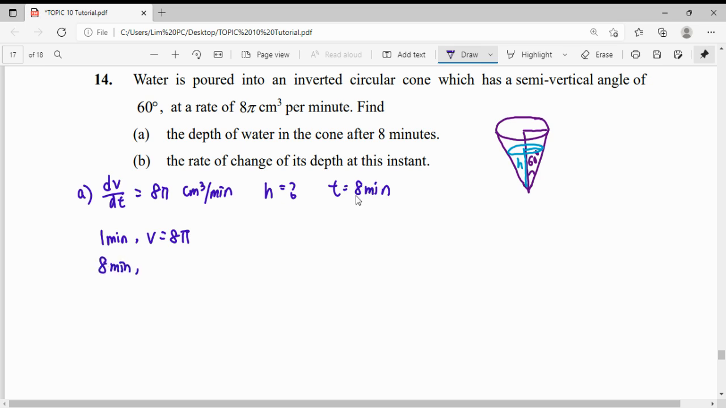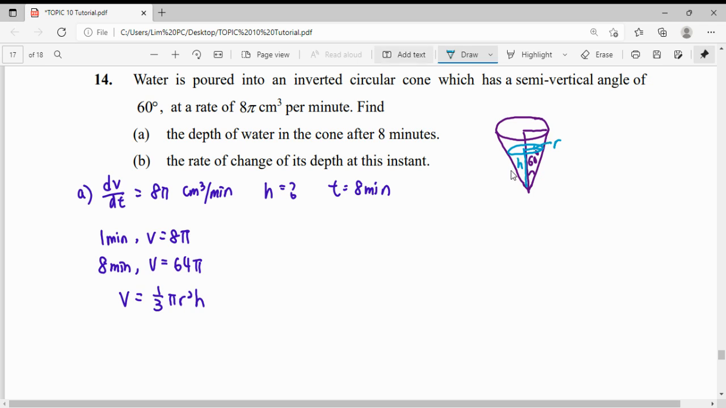So when we have 8 minutes, our volume of water inside the cone will be times 8. It will total 64 pi cm cubed of water in the cone. From this volume, we are going to find the height. Our volume of water follows the shape of the container, so the volume of the water is also in the shape of a cone. The volume of the cone is given by the formula 1 over 3 pi r squared h, where r refers to the radius of our water.